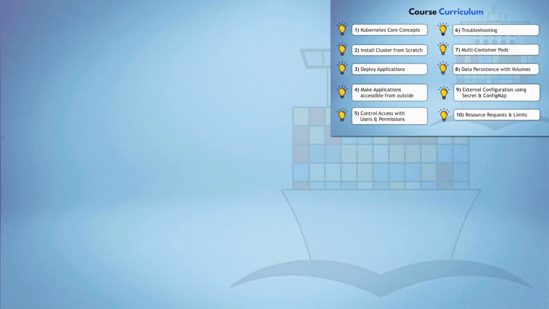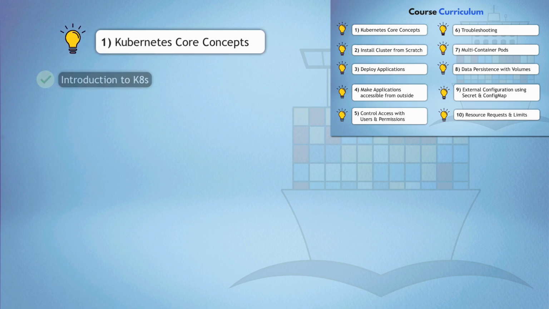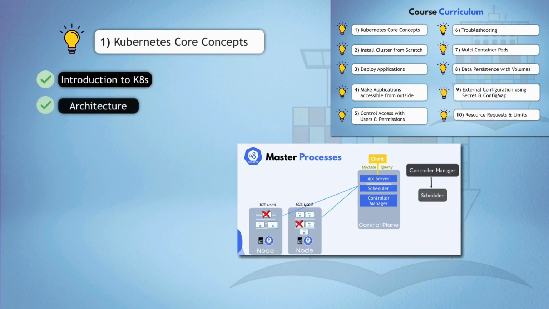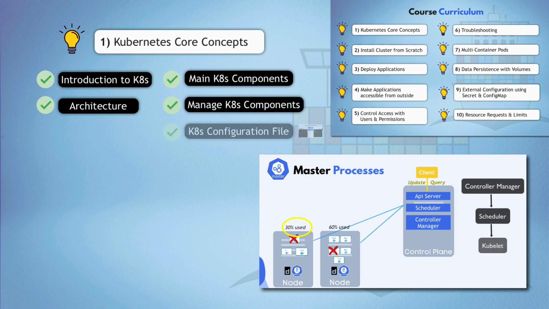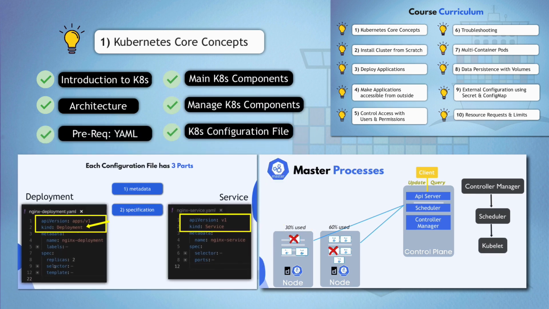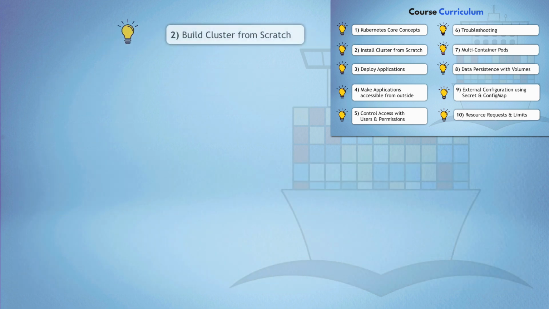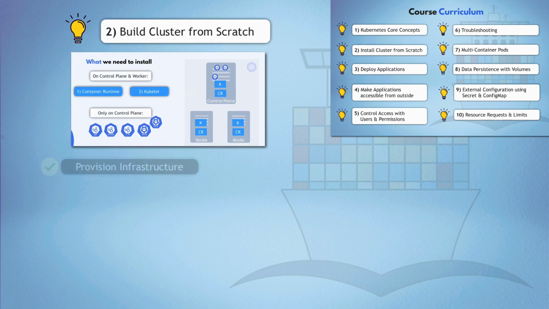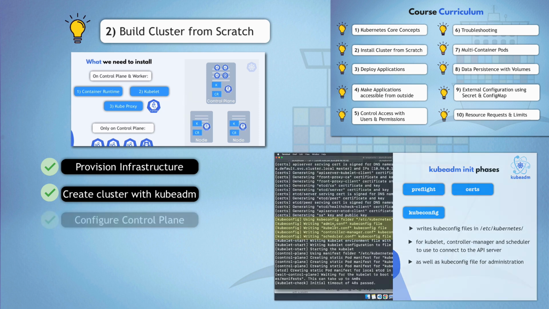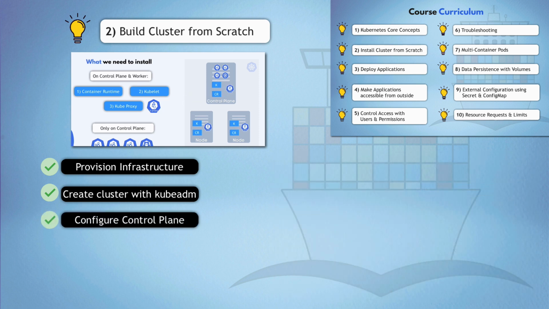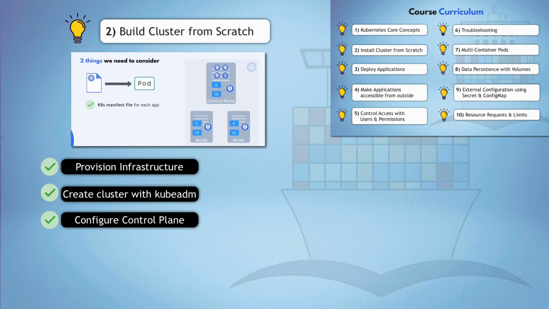We will start with the main Kubernetes concepts and understand how Kubernetes architecture works, what Kubernetes resources are, learn about Kubernetes configuration files, and generally how to work with Kubernetes. We will then install a Kubernetes cluster from scratch on virtual machines. For that, we will use a kubeadm tool and learn and understand all the concepts about control plane processes, how they work, how they get configured, and so on.